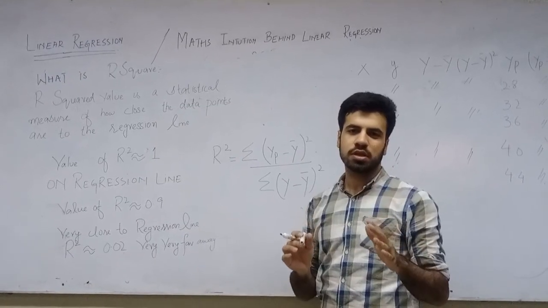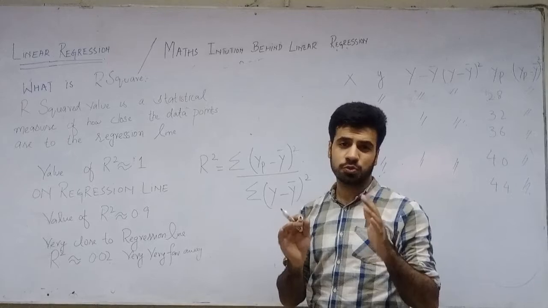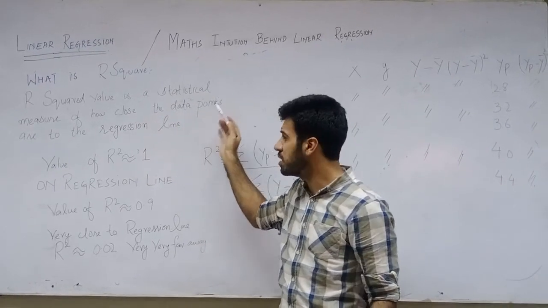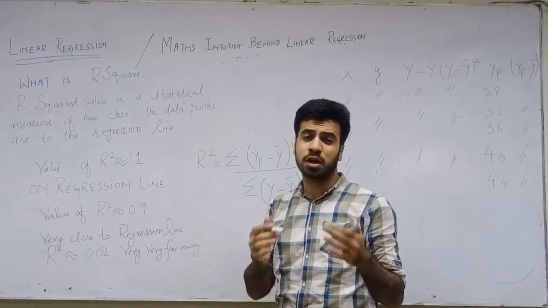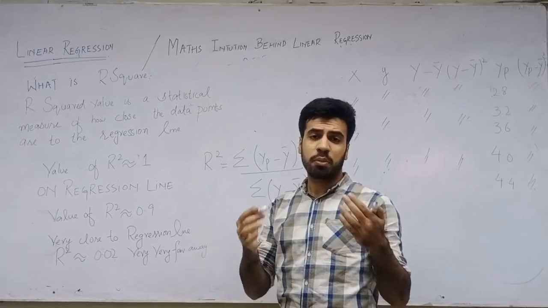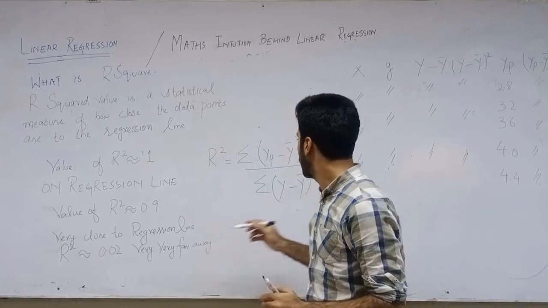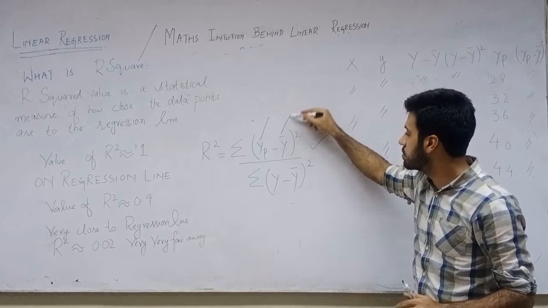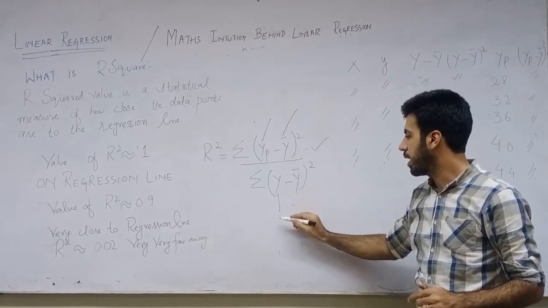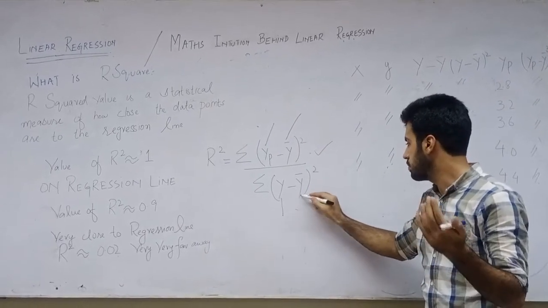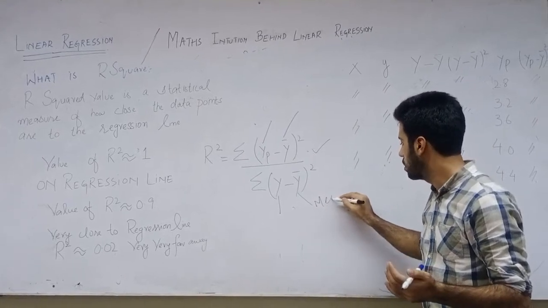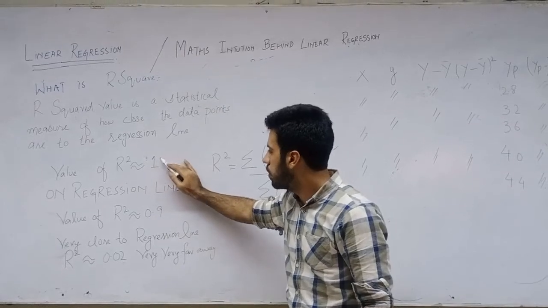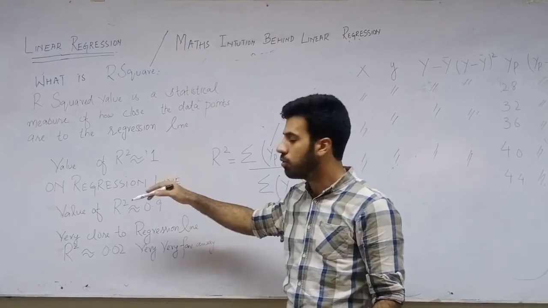Now to check the accuracy and goodness of fit, we use the R squared value. What is the R squared value? R squared value is a statistical measure of how close our data points are to the regression line, or the best fit line. So we have the formula for the R square value, where y is my predicted value, y dash is my mean value, and y is my actual data points, and this y dash is my mean value again. So if my value of R square is equal to 1, it means my data points are lying on the regression line.